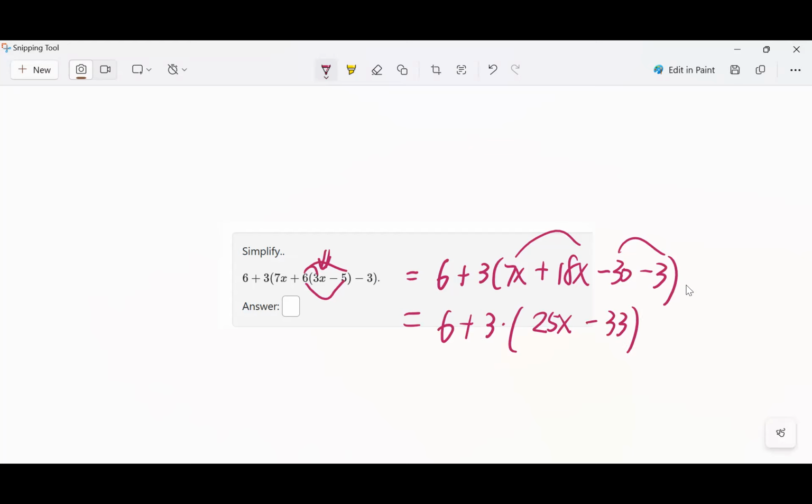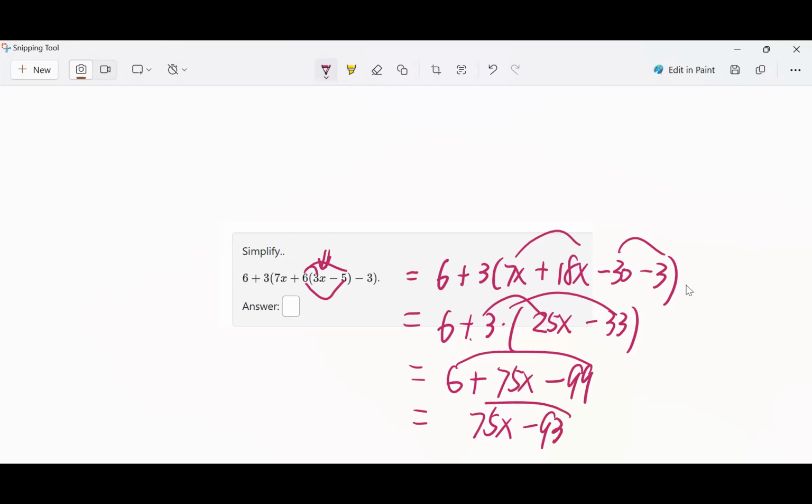From here, we're just gonna distribute this. We get 6 plus 3 times 25x, which is 75x. Plus minus is minus, 3 times 33, that's 99. Again, we still have to combine those two constants, right? So 6 minus 99, we carry over 75x. 6 minus 99 is minus 93. So the final answer will be 75x minus 93. Any question about this?